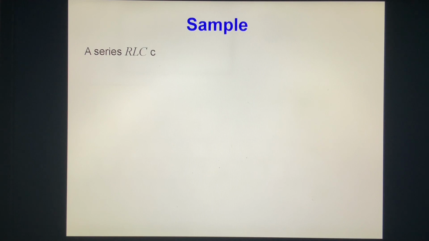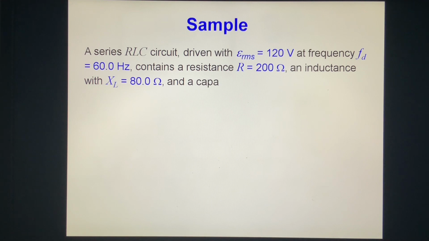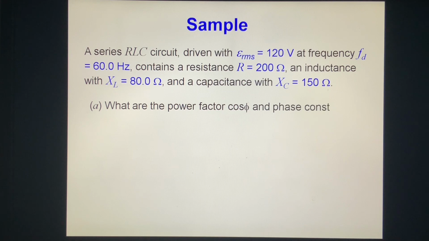Example: a series RLC circuit driven with epsilon root mean square equal to 120 volts at a frequency f_d of 60.0 Hz contains a resistance R of 200 ohms, an inductive reactance XL of 80.0 ohms, and a capacitive reactance XC of 150 ohms. Question A: what are the power factor cosine phi and phase constant phi of the circuit?